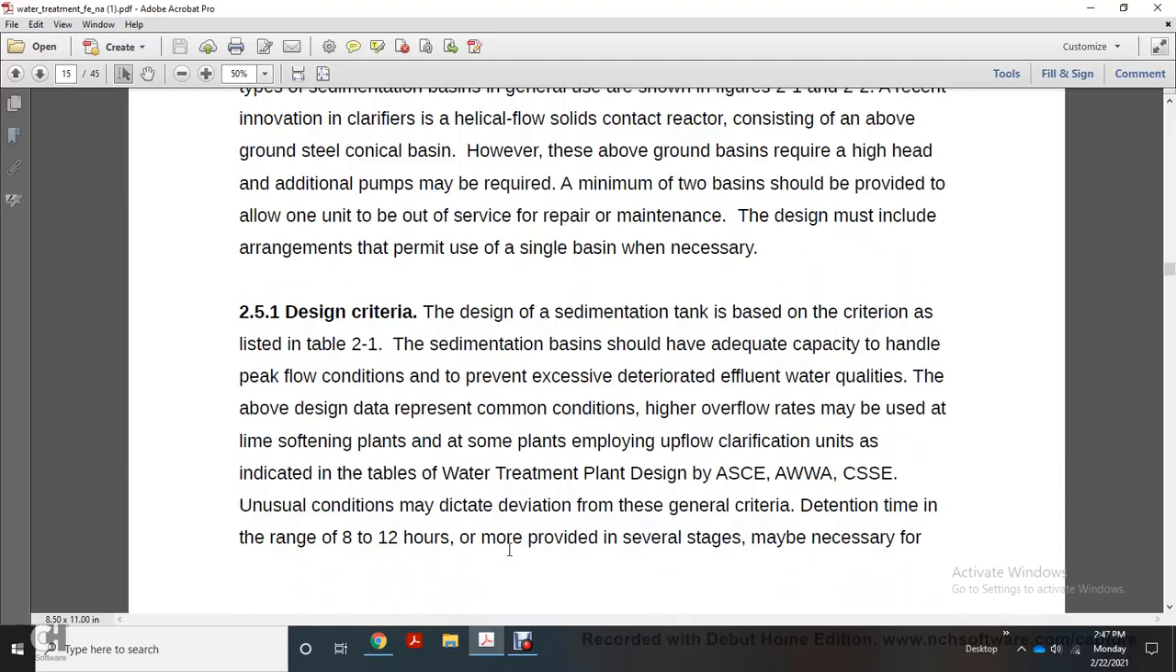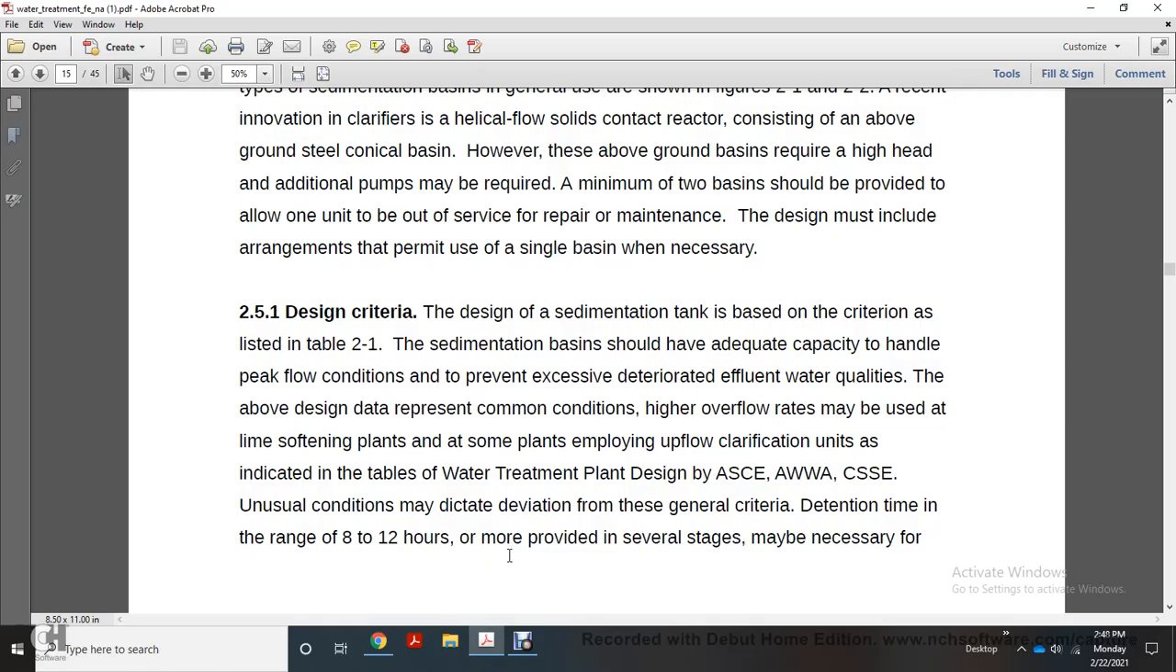Design criteria. The sediment tank design criteria are listed in table 2.1. The sediment basin should have adequate capacity to handle peak flow conditions to prevent excessive deterioration of effluent water quality. The above design data represent common conditions. Higher overflow rates may be used in line with softening plants, with some plants employing upflow clarification units, as indicated in the table of the water treatment plant design from the ASCE, AWWA, and CSSE. Unusual conditions may dictate deviation from the general criteria.